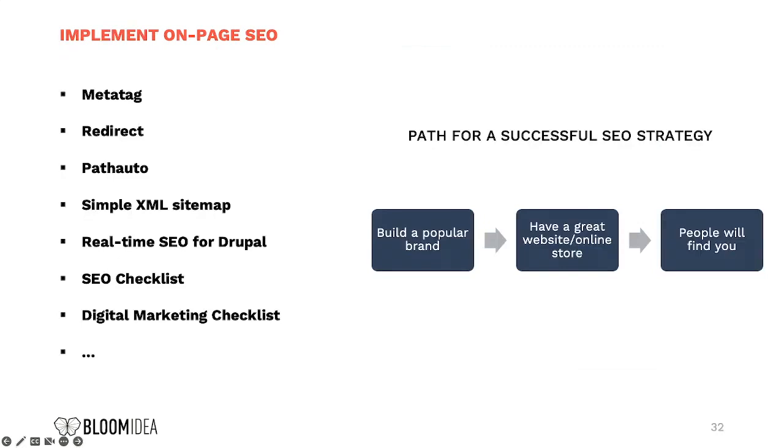Now, implement on-page SEO, because you have on-page SEO and off-page SEO. Off-page SEO is the search engine optimization you don't have total control over. For example, if someone links to you or not, you are not totally in control of that. But with on-page SEO, you are in total control of the tags you put on the site, the descriptions, etc.